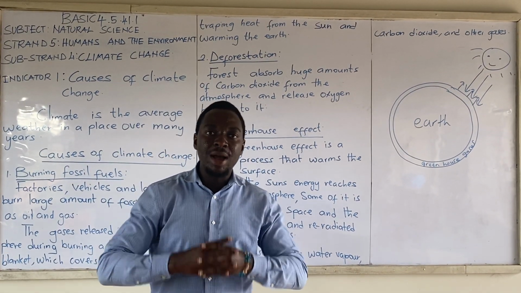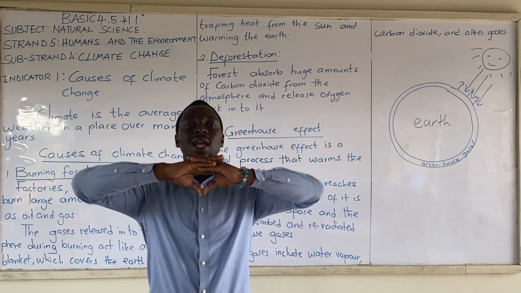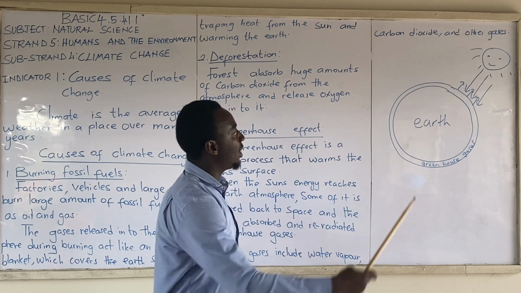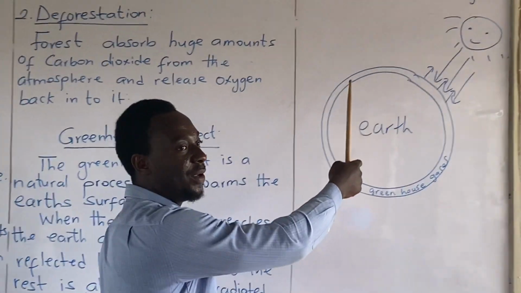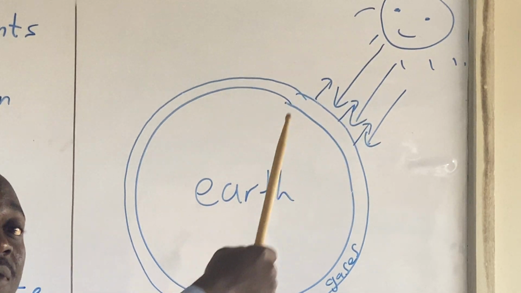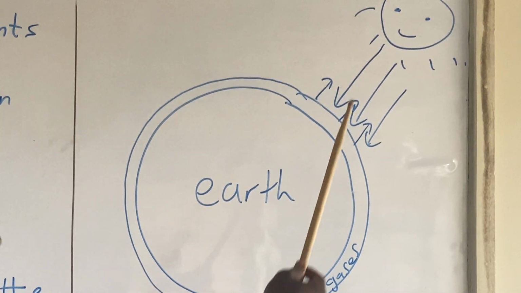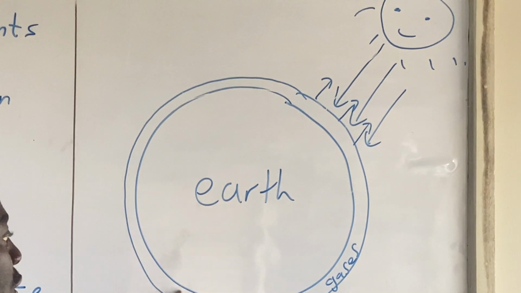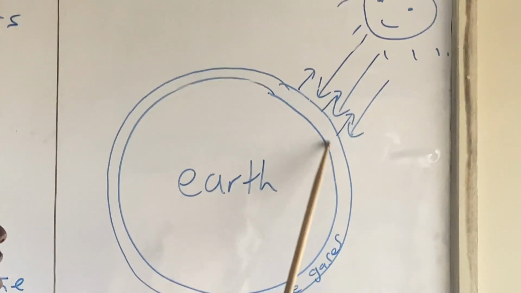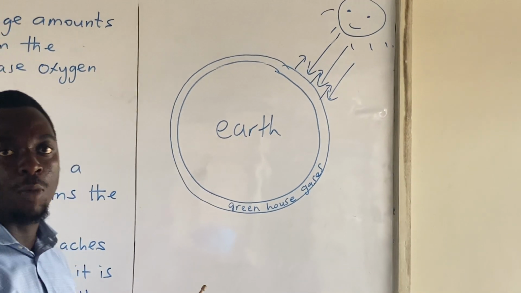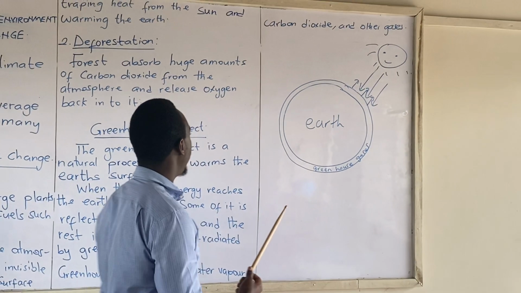But because of human activities, when we destroy the environment, all this heat is being trapped. If you look here, I have the picture of the Earth and the sun. Because of human activities, all the heat from the sun is being trapped at the Earth's atmosphere, where the greenhouse gases are being found, thereby making the whole Earth warm, causing global warming.